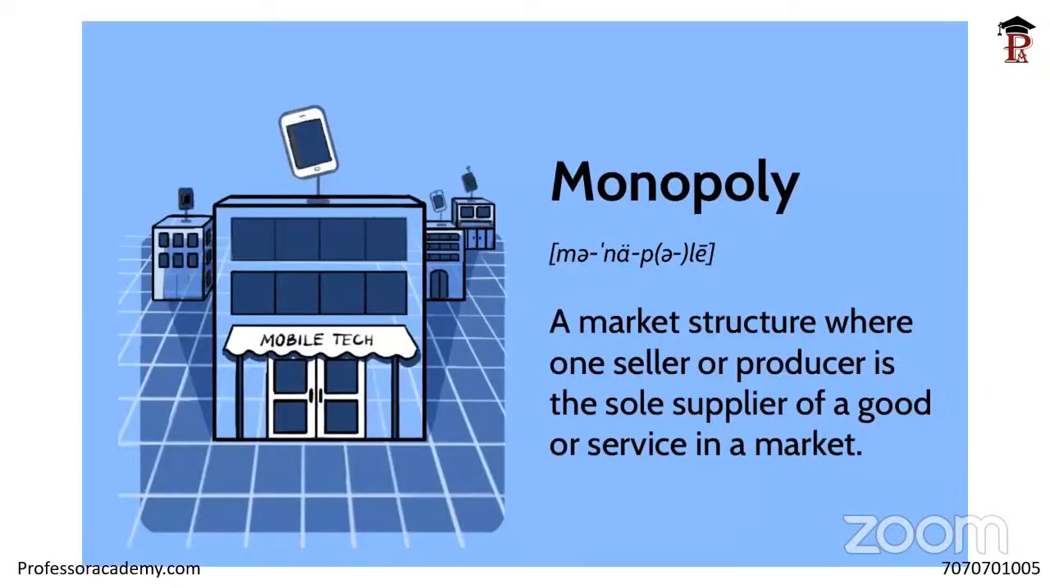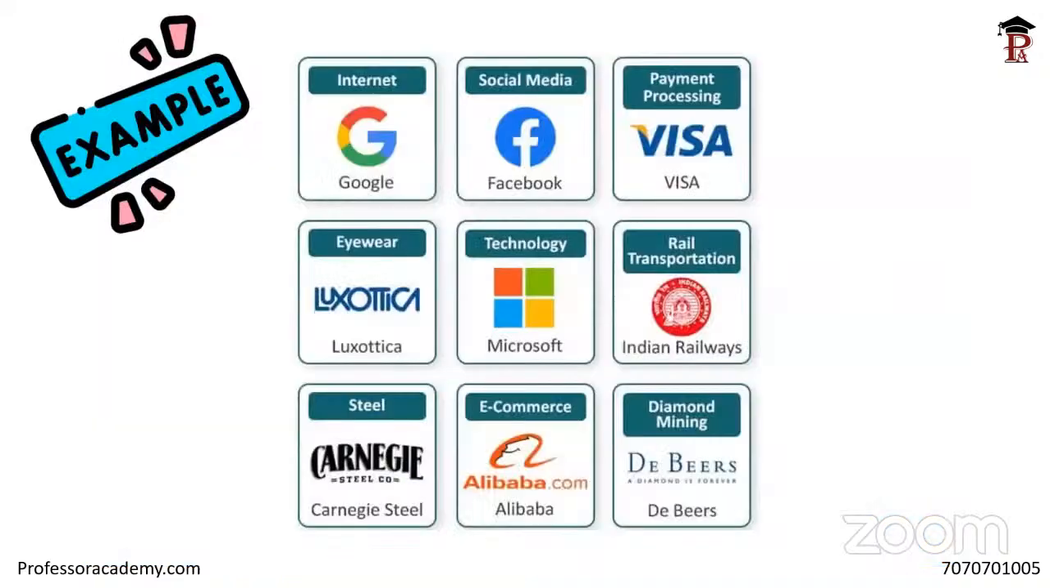Then we have monopoly, a market structure where one seller or producer is the sole supplier of the good or service in the market. A very interesting one. You can see Google. Do you see any other search engine? No, Google is the one ruling it. People are trying to make one, but none of them can survive in front of Google.